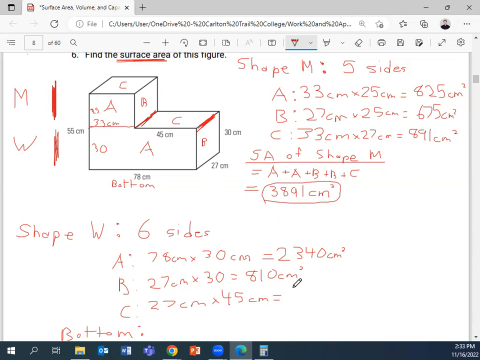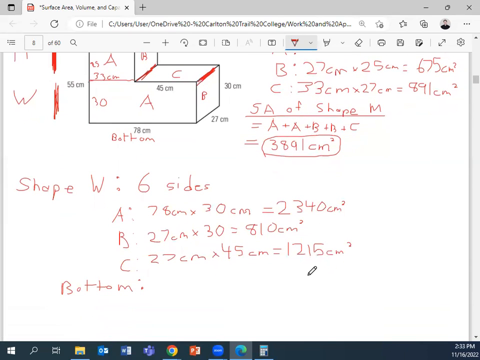So if I multiply those together, that should give me 1,215 centimeters squared. And then finally, we have our bottom.